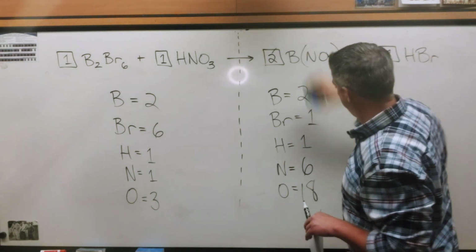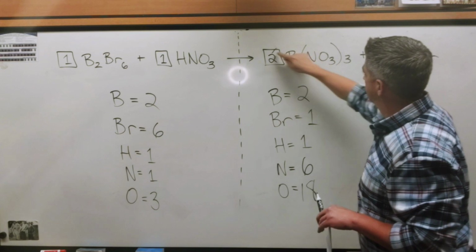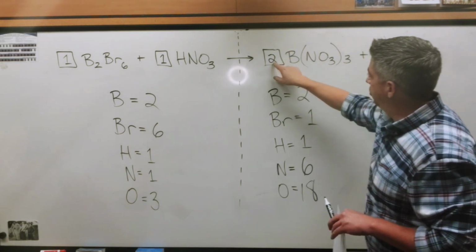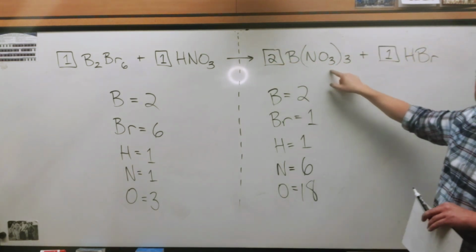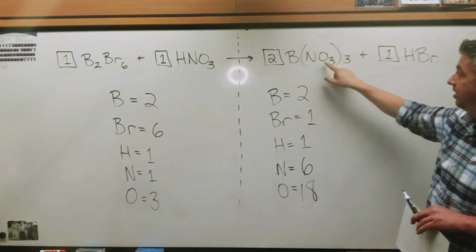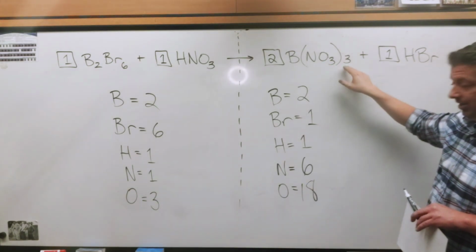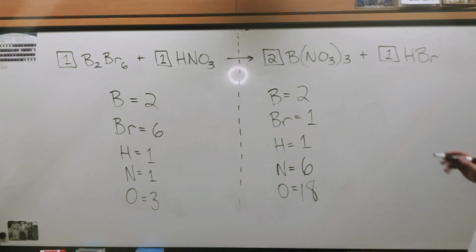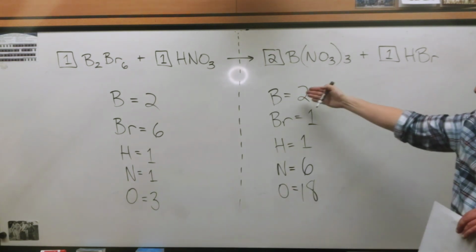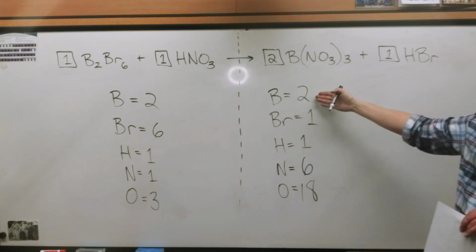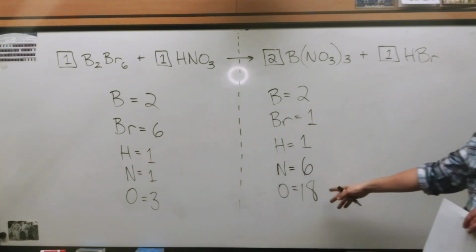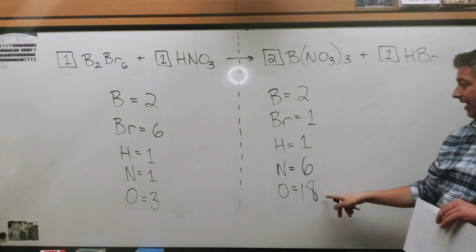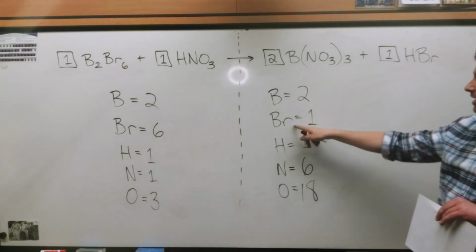Again, let me erase this right here. 2 times O3 would be 6 oxygen. Times the 3 outside, 3 times 6 is 18. Okay, at least we matched the 2 for the boron. And hydrogen still matches, but our oxygen is through the roof. We'll fix that later.